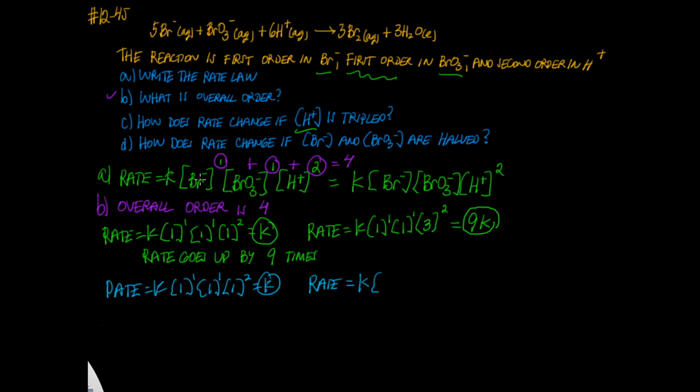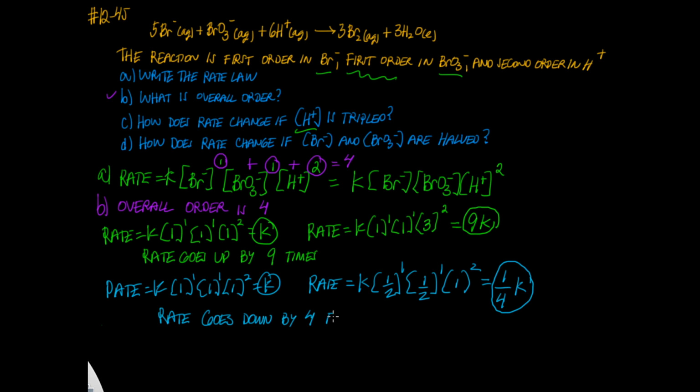So we're halving Br minus, which is the first term, so 1/2 to the first power, times BrO3 minus is halved as well, so let's put a 1/2 in here. And it doesn't say anything about H plus, so we're going to assume that's the same. Okay, so 1/2 times 1/2 times just 1 is 1/4. All right, so the answer here would be the rate goes down by 4 times. Okay, or it's 4 times slower. Okay, there's different ways of explaining that in words, but basically the rate is 1/4 as much.